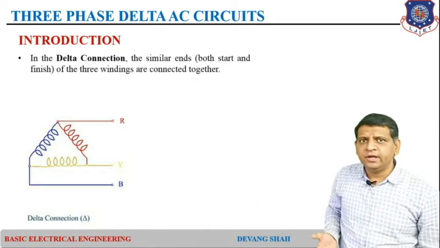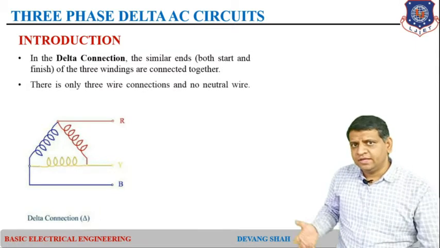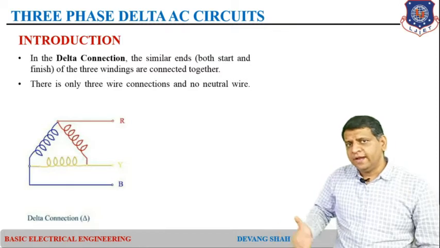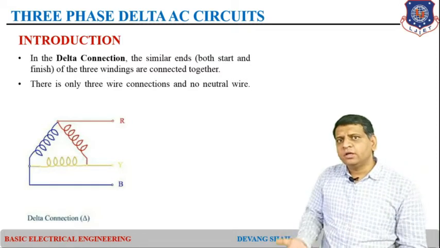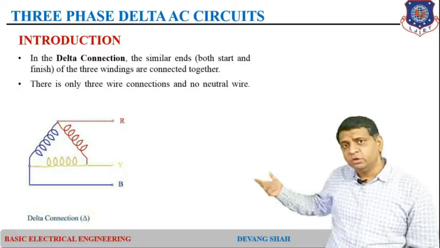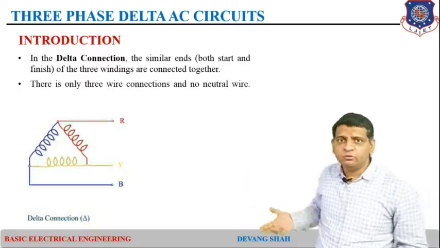In this particular delta shape you can see, as I have discussed, there is an absence of a neutral line, as no end of a winding is connected to the common point. That is what we discussed during the star connection. You can see there is an absence of neutral line, right.